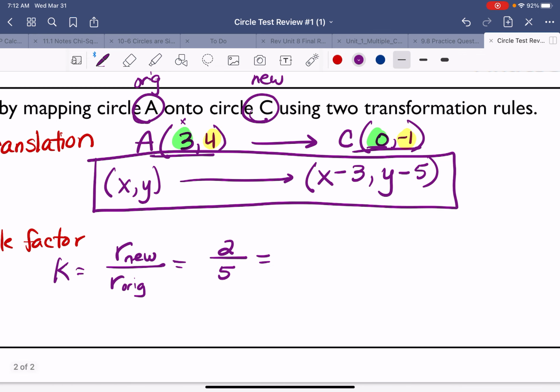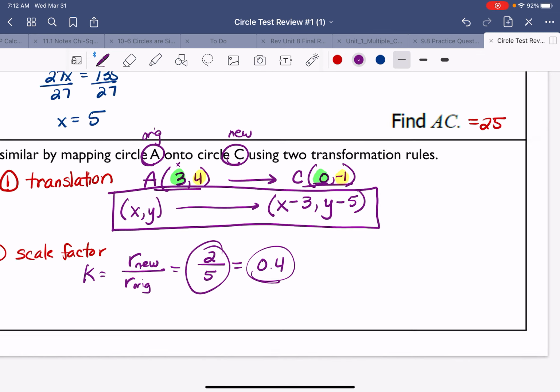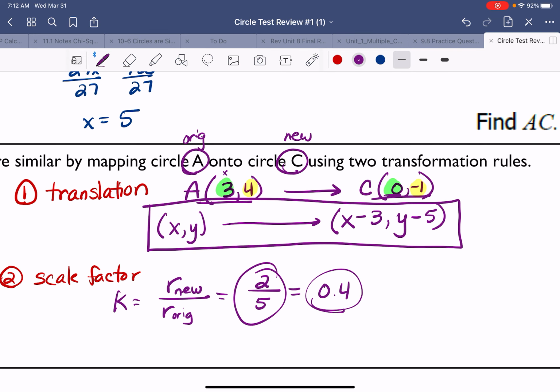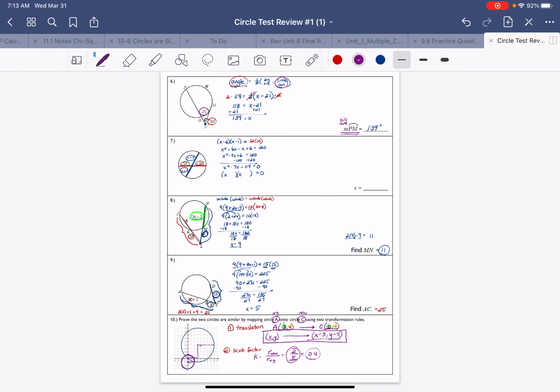You can either leave it as a fraction. Sometimes you might see it as a decimal. Either is fine. So the original circle translated using this rule, and then it got reduced with that scale factor of 2/5. So I'll go ahead and end the video there.